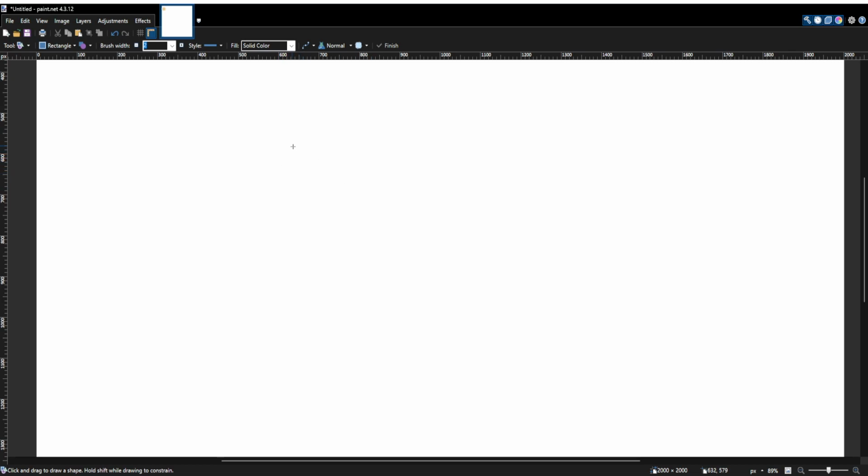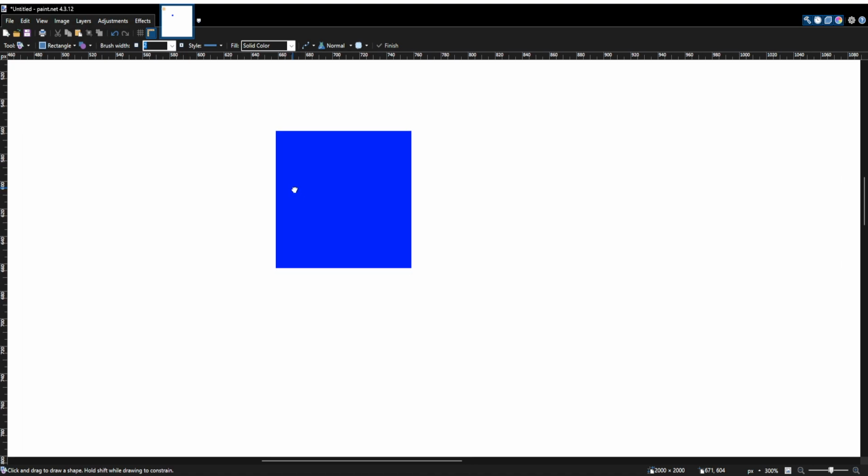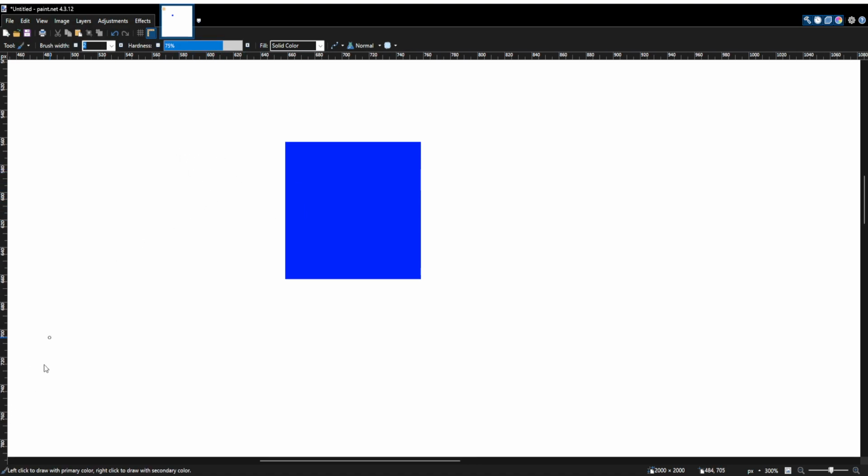So let's say I have a square. I'm going to make this a blue square because I like to use blue for positive values. And this square is going to have a side length of 1 on both sides.